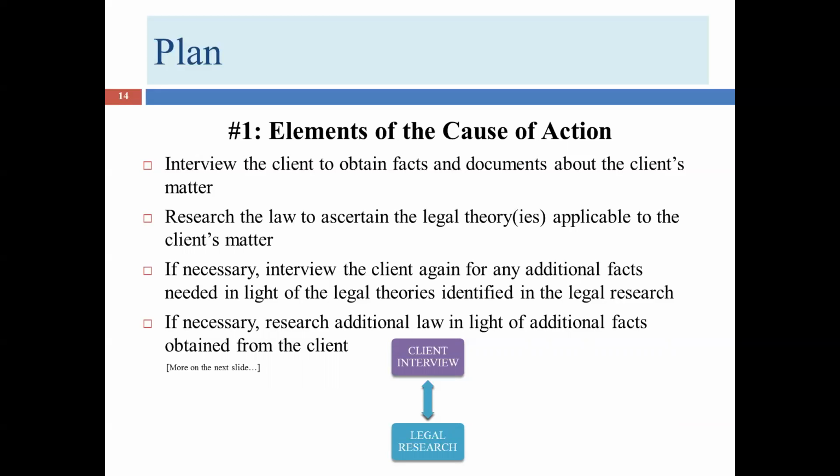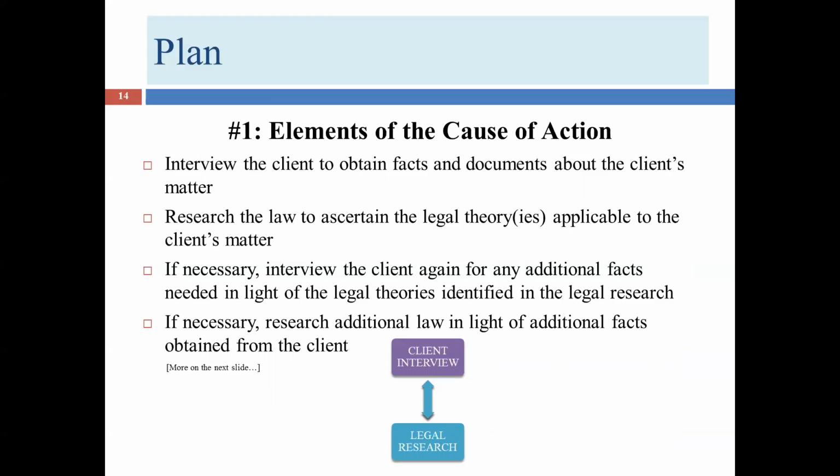As you interview the client and then think about the legal theories or do some legal research to ascertain more of them, you're very likely to find out, oh, I didn't know I should ask my client about that particular issue. And so there's likely to be almost like this feedback loop that you're going to talk to the client, do some more research, find out some more questions you have for the client, and keep on looping back. Ideally, you don't want to go back with one more question to the client again and again, but sometimes it's necessary. And of course, if that's what's necessary, it's what you ought to do.